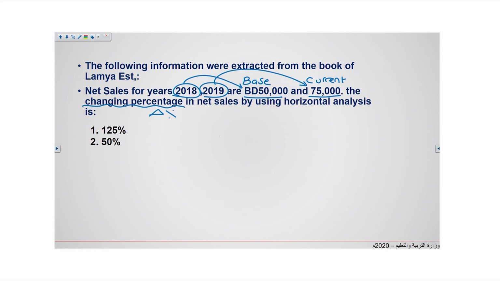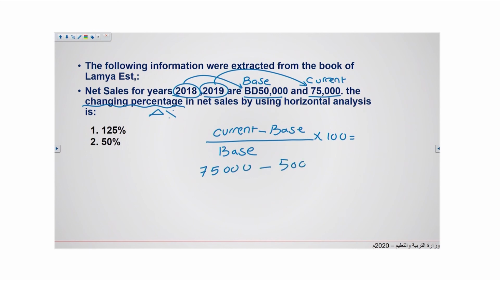Let's apply the formula. The formula says current year minus base year over the base year amount multiplied by 100. Okay, the current amount is 75,000 minus 50,000 over 50,000 multiplied by 100. So the answer is 50%. So we have to choose 50%.